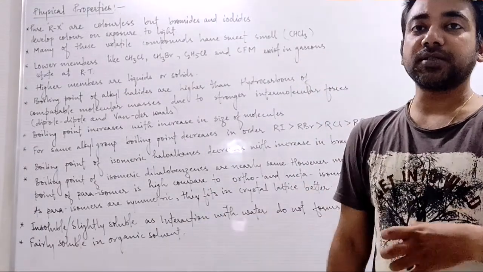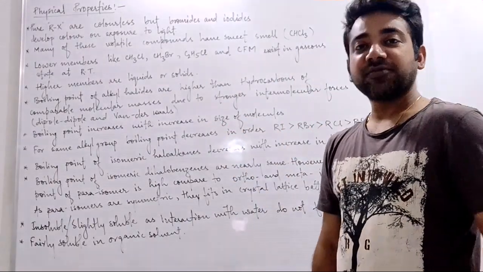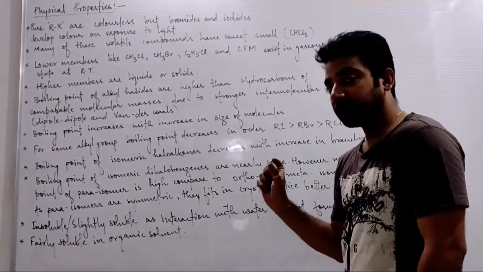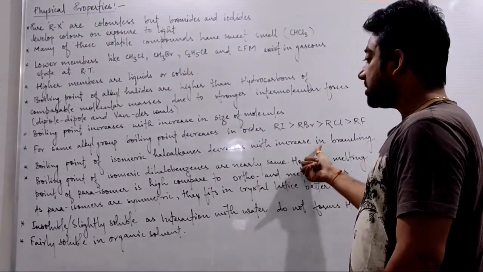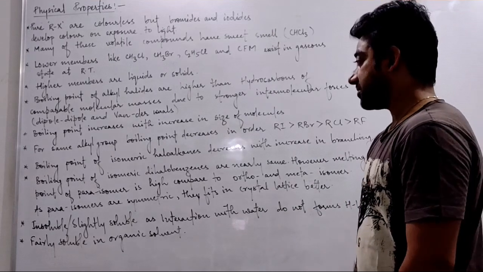With the increase in branching, the molecules take the shape of a sphere, and in a sphere the surface area is very less. So इनका जो van der Waals force वाला part है, those van der Waals forces will be very less when the branching increases, and that's why the boiling point will also decrease.